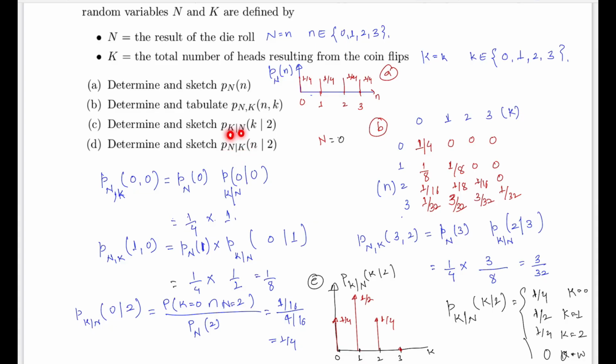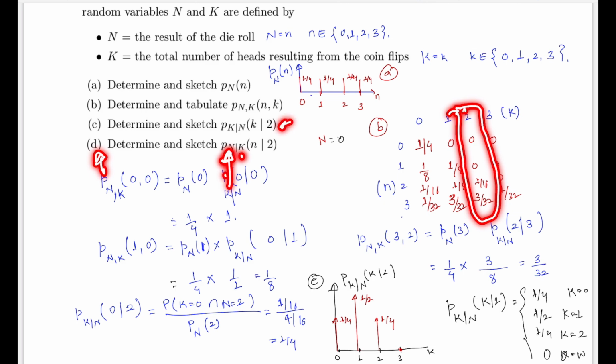Now the role has been reversed. You are given the condition that k is taking the value 2, and you have to find the conditional PMF of this random variable n. You can answer it verbally. I will leave it up to you to go through this problem number D and try to find how I have found this one.